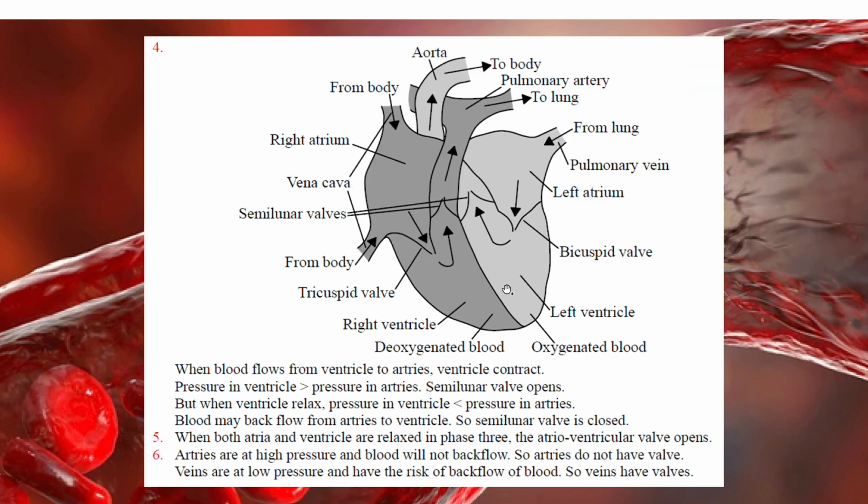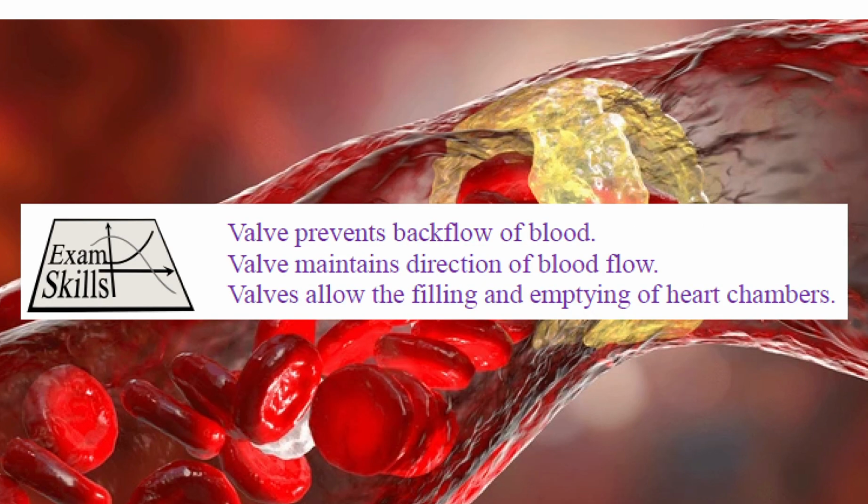So the valve is very useful. You talk about whether it will be high pressure or low pressure, open or closed. So the valve prevents backflow of blood. The valve maintains the direction of blood flow in one direction, and the valve allows the filling and emptying of the heart chamber.